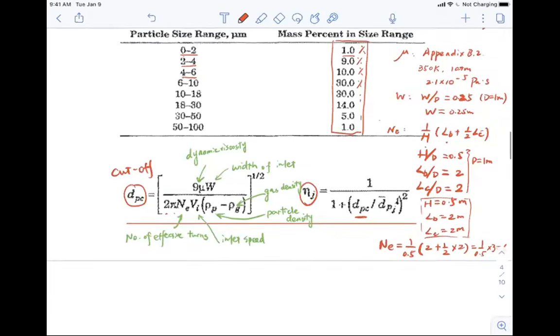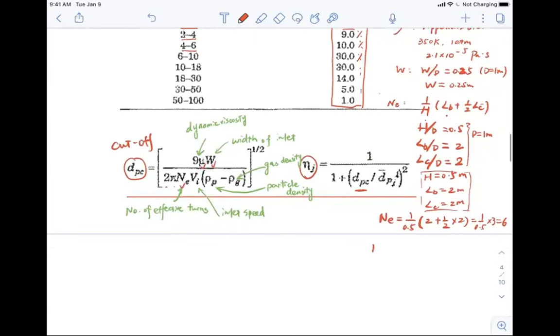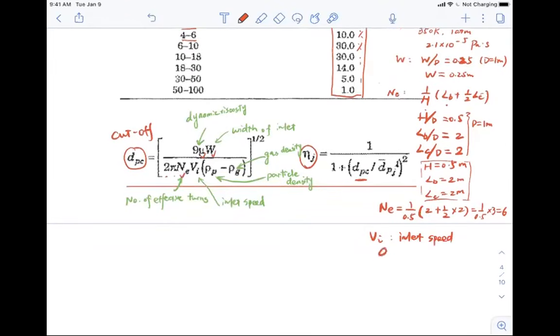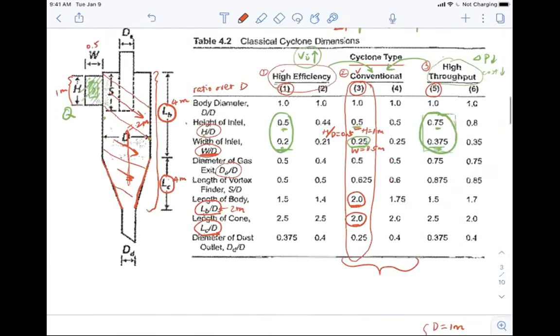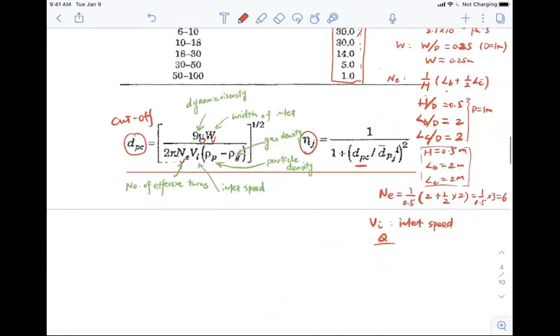So this is NE. We have mu, we have W, we have NE, and then there's VI, the inlet speed. That should be calculated by Q divided by the cross-section area. So that's the flow rate divided by the area of the inlet, right? So that's H multiplied by W.